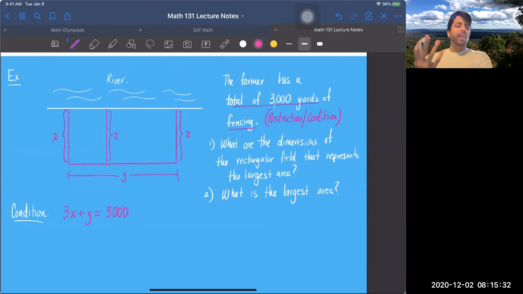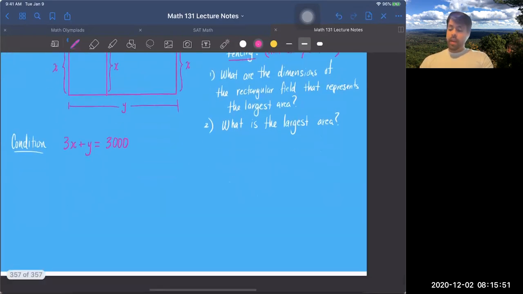So he wants to design it in this way. He just doesn't know how big x should be. He doesn't know how long y should be. But all he knows is that he wants to maximize the area that this fencing would enclose. You see, this stuff gets interesting. Okay, so that's my condition.